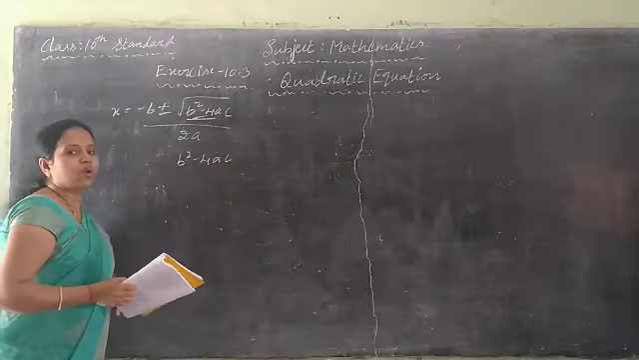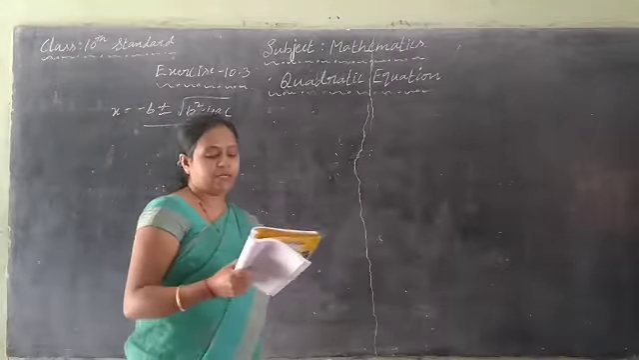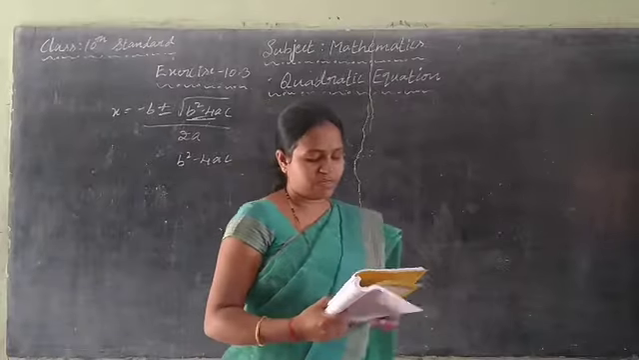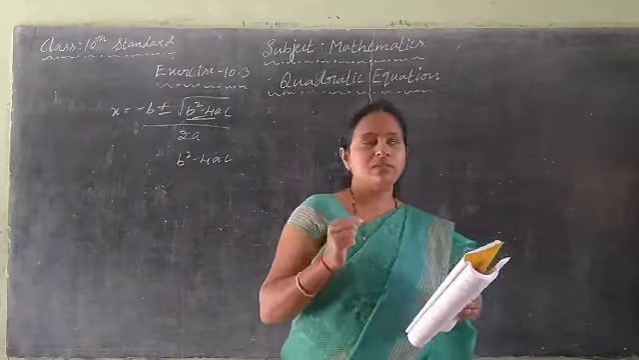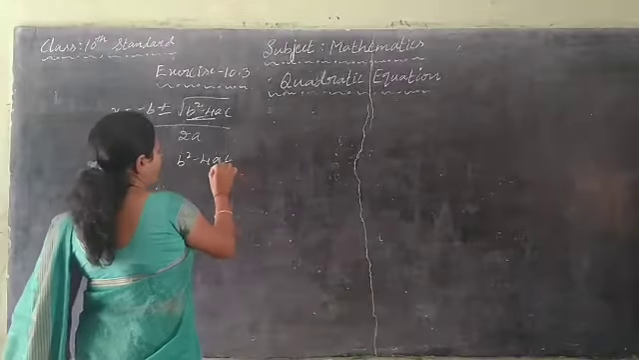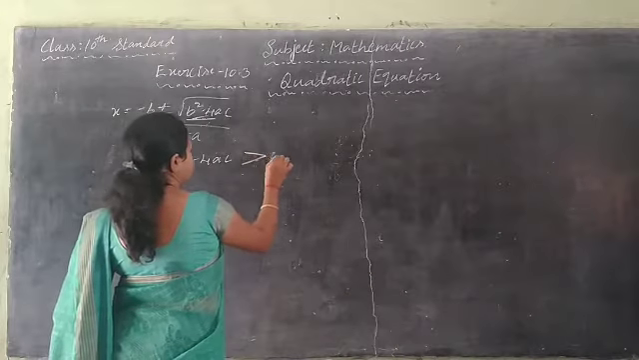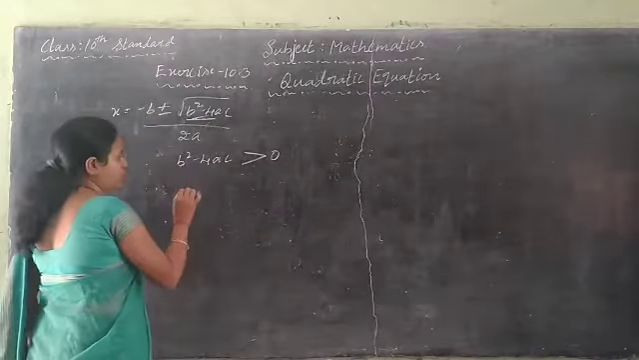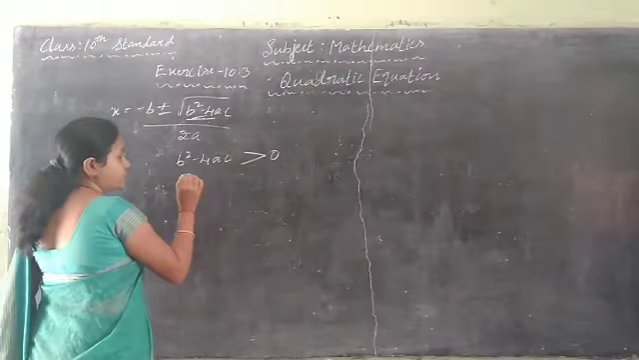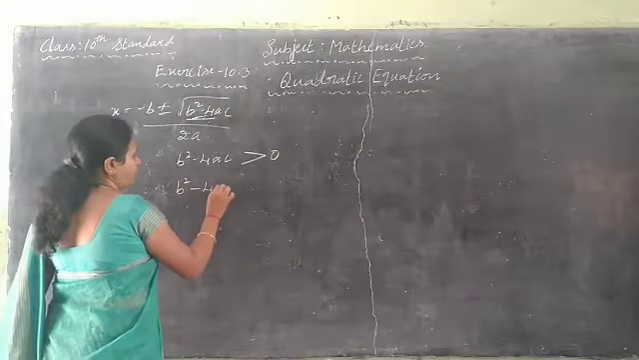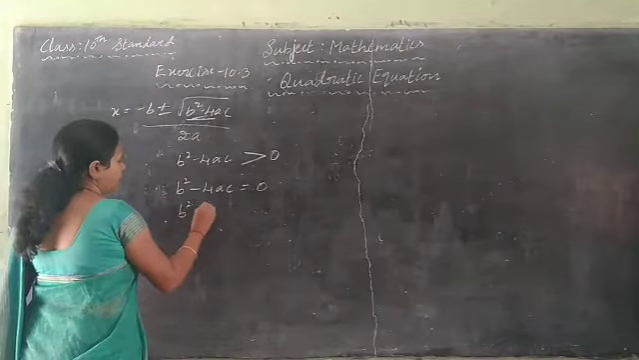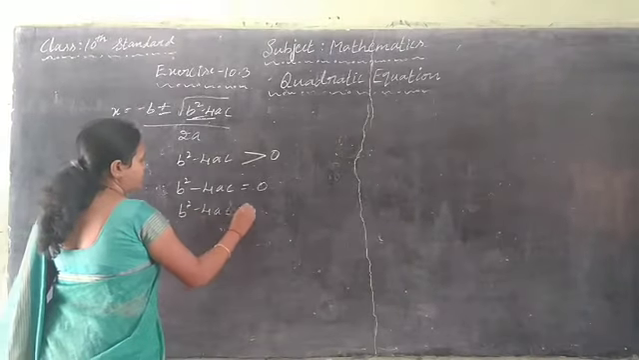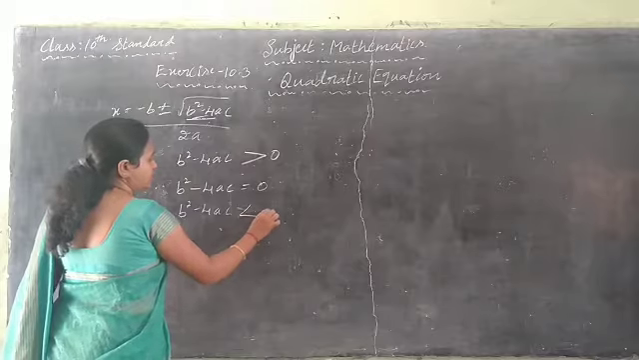This we call as a discriminant. What are we going to call this part as, children? Discriminant. Understood? Now, just see, if the value of b square minus 4ac is greater than 0, what will be the roots? Nature of the roots I am telling. If b square minus 4ac is equal to 0, and then b square minus 4ac is less than 0.